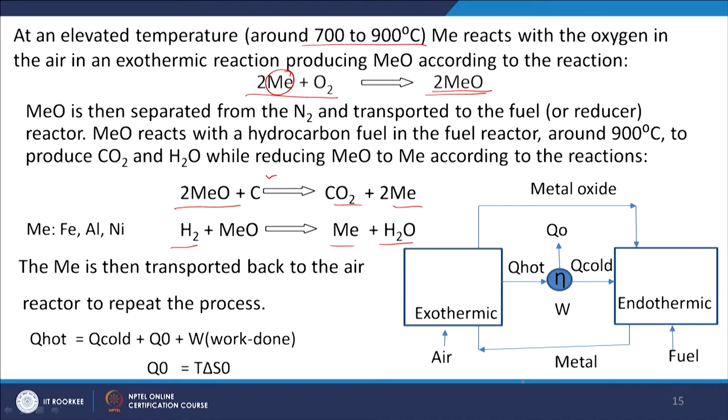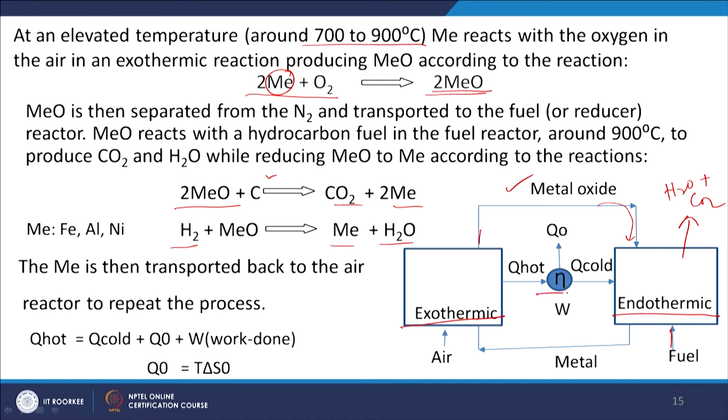So, we can represent the phenomenon in this figure. This is our fuel, and this is our metal oxide. It will give us H2O plus CO2, and the metal is coming here to meet air. So, it is giving us oxidation and we are getting metal oxide. This metal to metal oxide formation is an exothermic process overall, and here it is an endothermic process. So, these two types of processes are going on in the cycle.